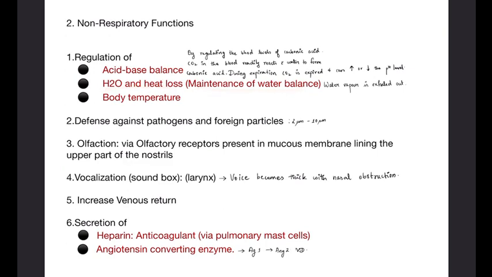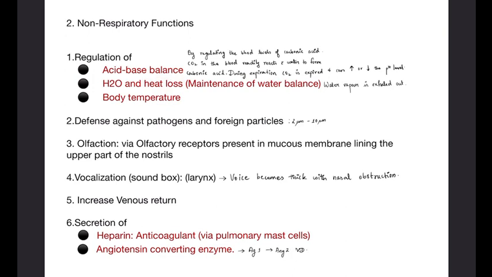Next we will see water and heat loss, and maintenance of water balance. How? When energy is produced, heat is produced. If this heat accumulates in the body, it is not good. We need to maintain a constant body temperature. If there is more heat in the body, this may disrupt the body temperature and the organs will be affected in their function. So this heat must go out by some means, and one of the means through which heat is sent out is respiration.